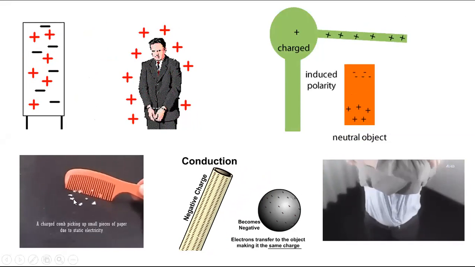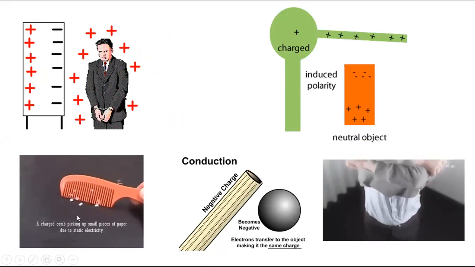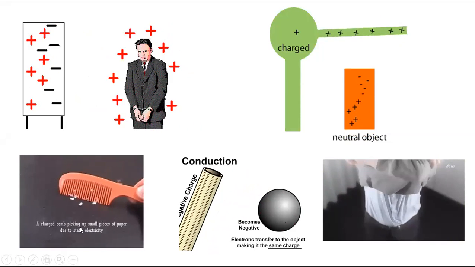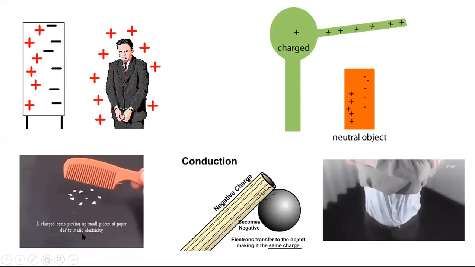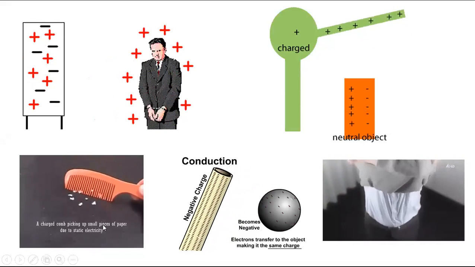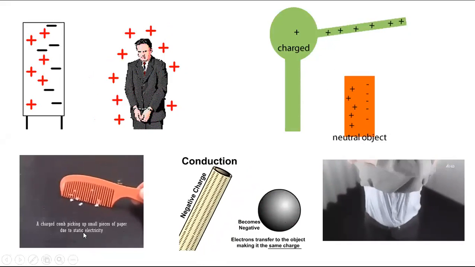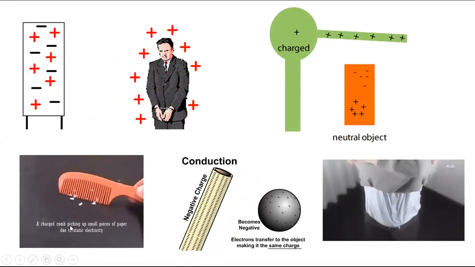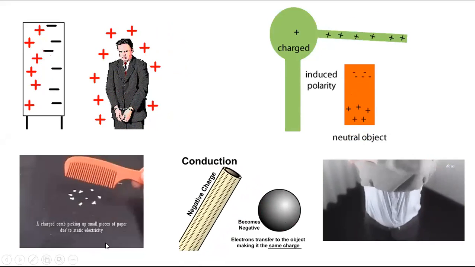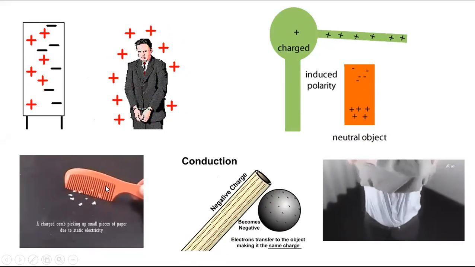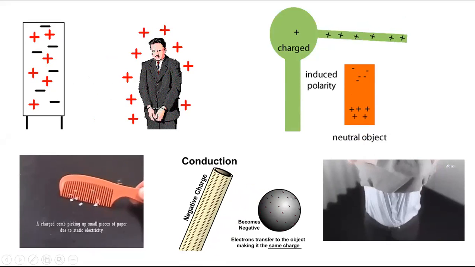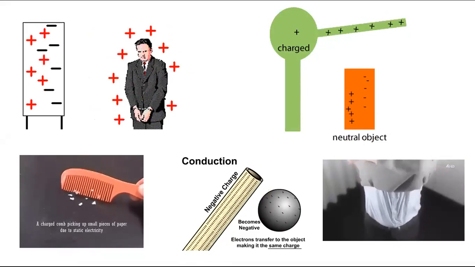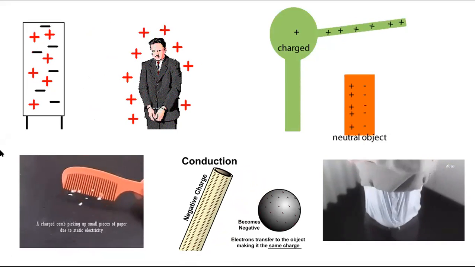Now you can try this comb. It is attracting what? Small pieces of paper. Can anyone read what is mentioned here? A charged comb picking up small pieces of paper, due to static electricity. Electricity at rest is called static electricity or electrostatics. So what you have to do is apply oil to your hair and use the comb. Then immediately the comb is charged, and it is able to attract small pieces of white paper. This is not animation, this is done for real.